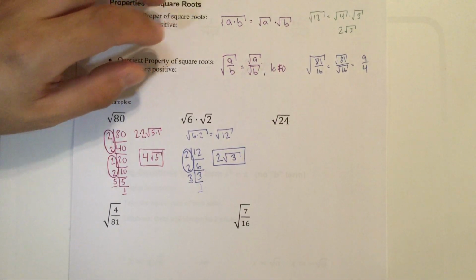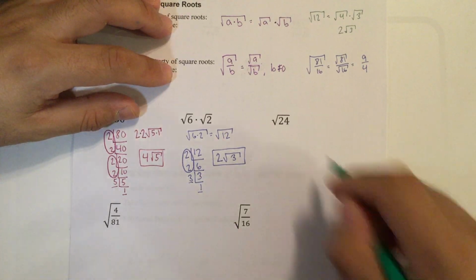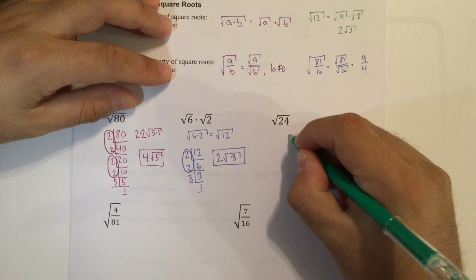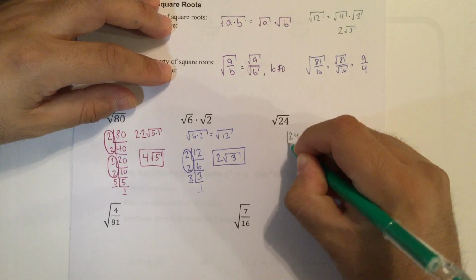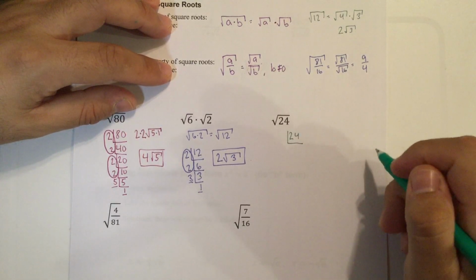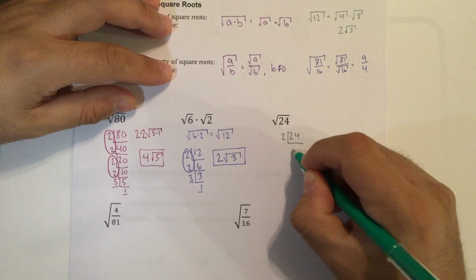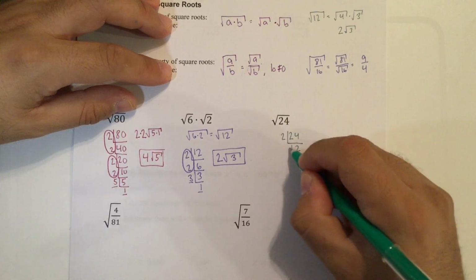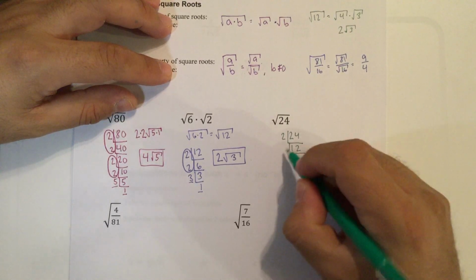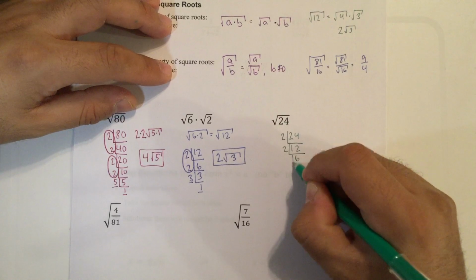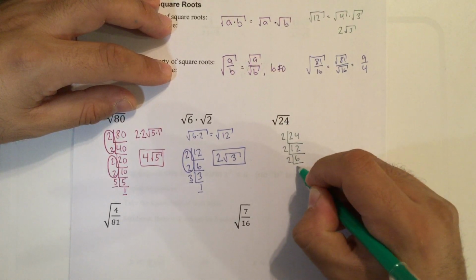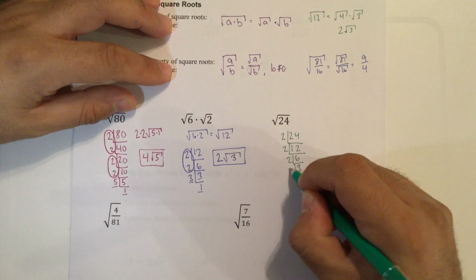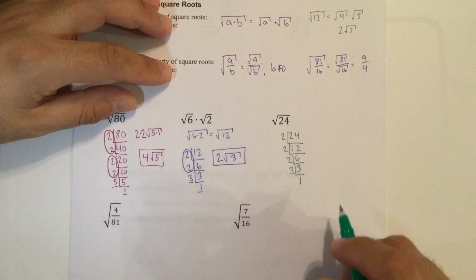All right, and let's look at this last one here. We have the square root of 24. So again, we're going to see if we can simplify it. So upside down division bar. The smallest prime number that goes into 24 is 2. 2 goes into 24 12 times. Again, we divide it. 2 goes into 12 6 times. 2 goes into 6 3 times. 3 goes into itself once.